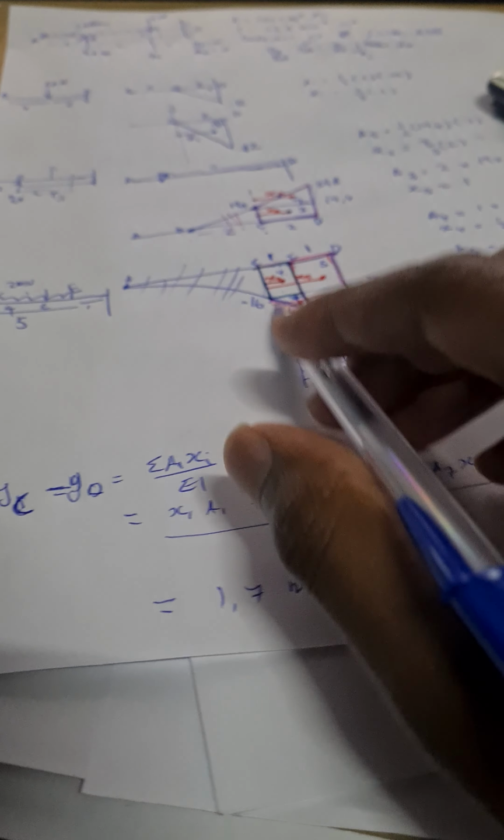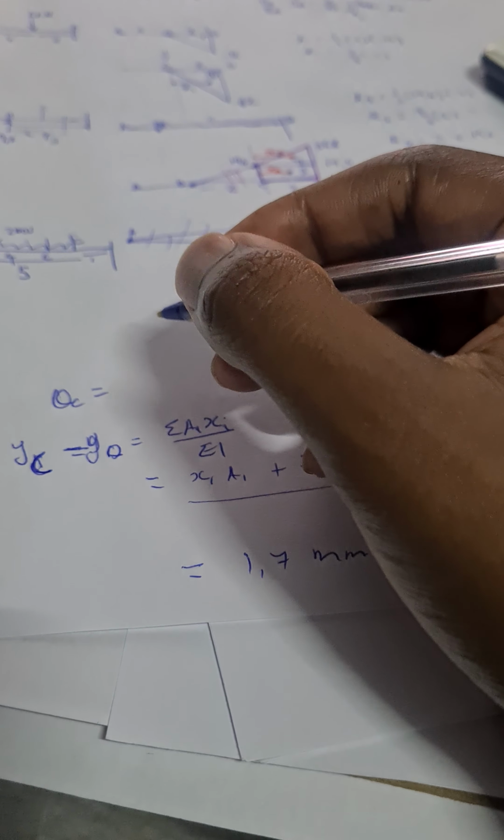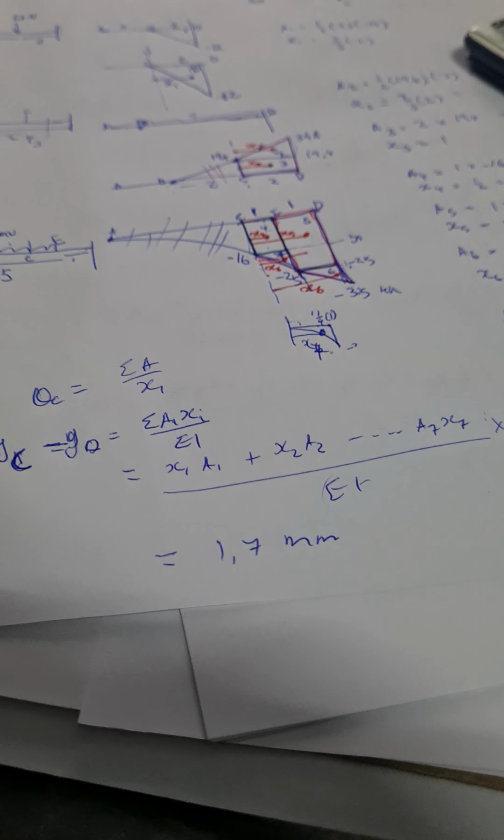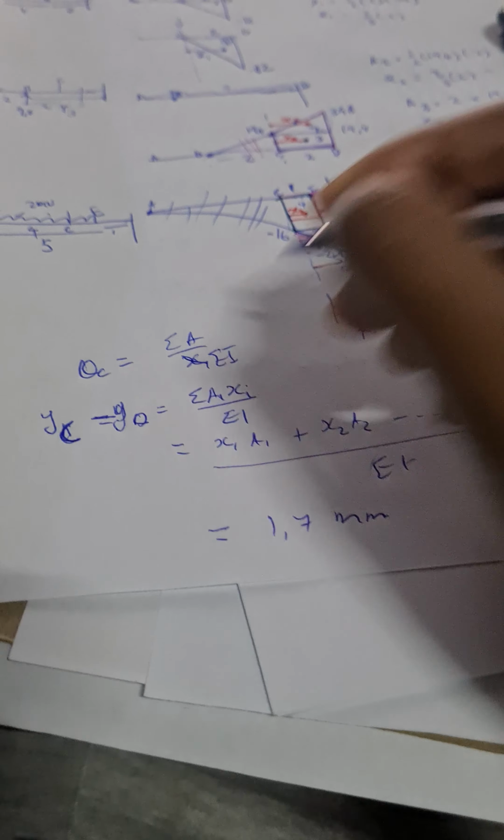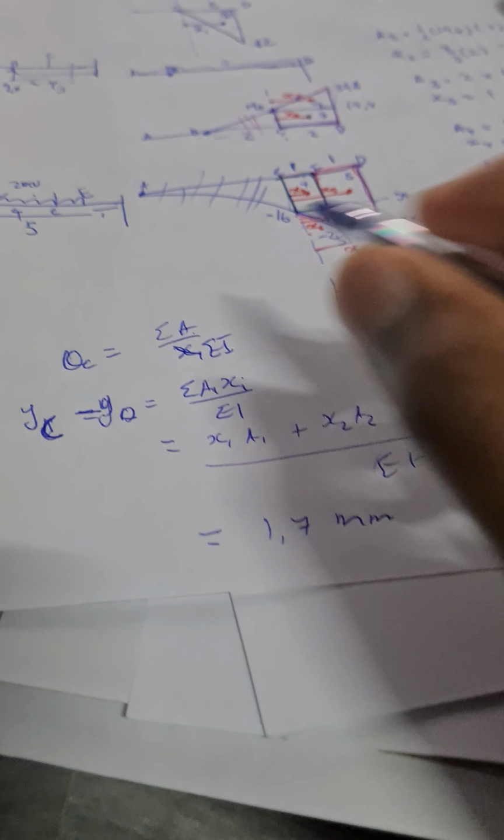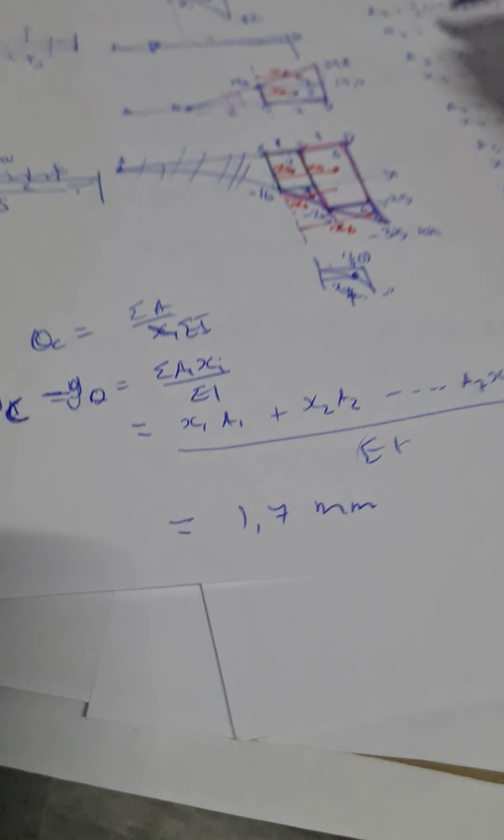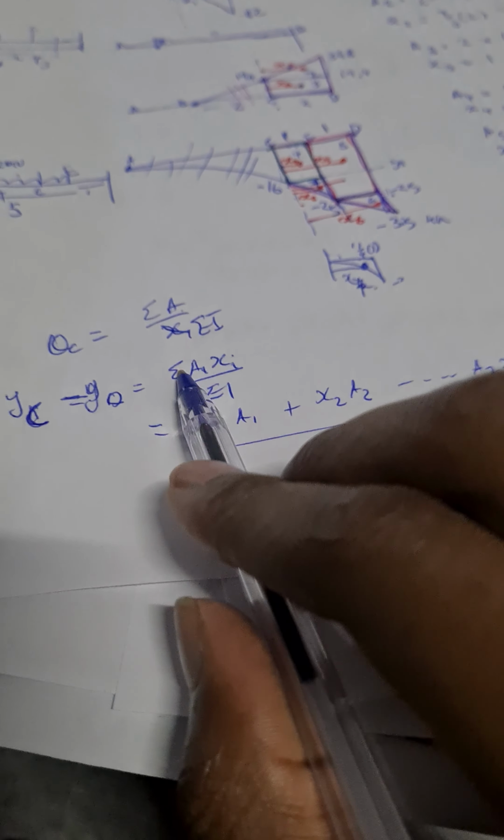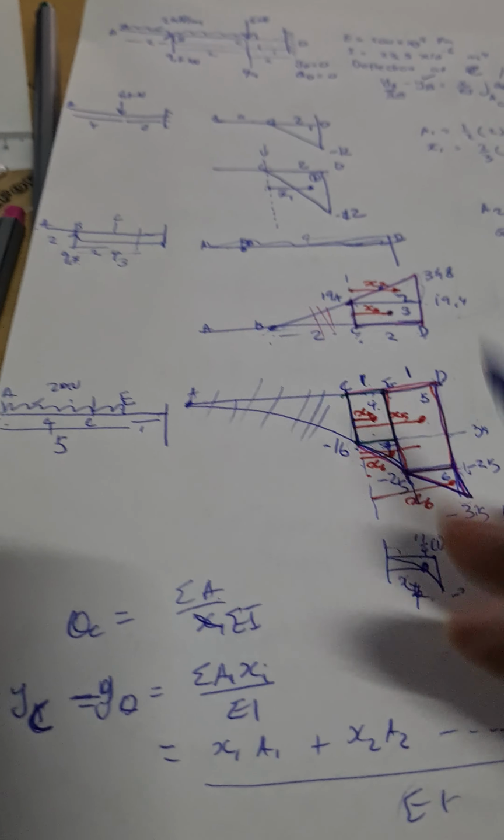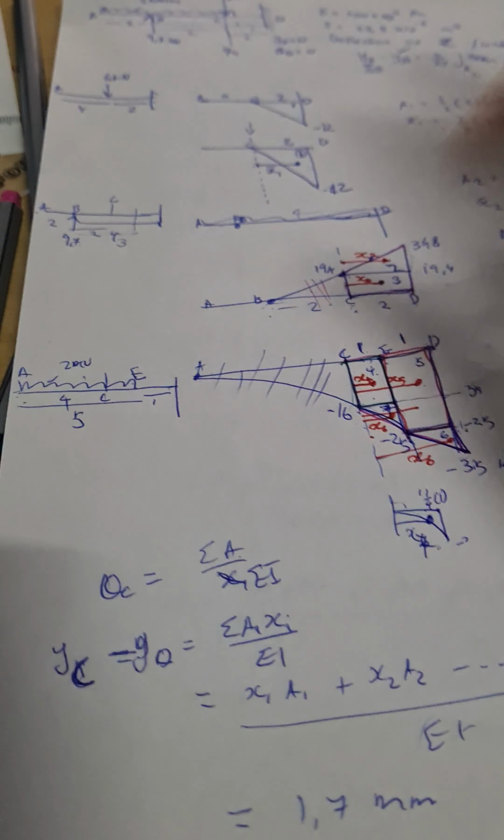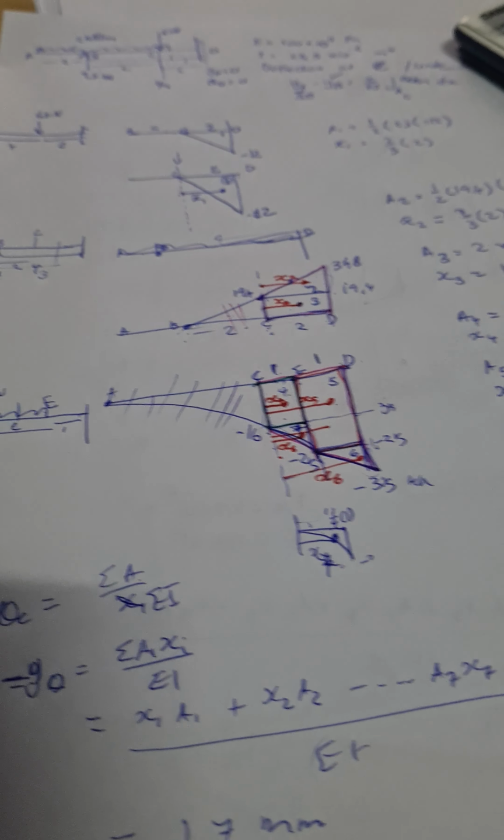Same thing if they asked for the slope. You are gonna go, slope at C is just equal to the sum of A over EI. Not X over EI, right? Just the sum of area. So just sum the areas, and then times 1000 divided by EI. Done, guys. Right? Now you're gonna go and study for yourself how to do it for the built-in. I'm not gonna show you.